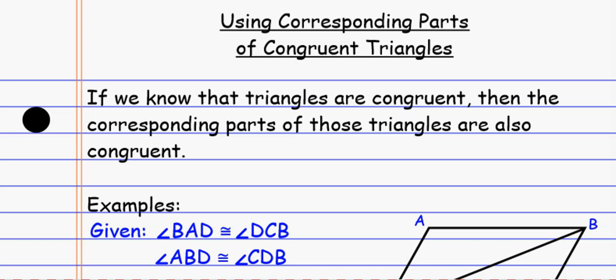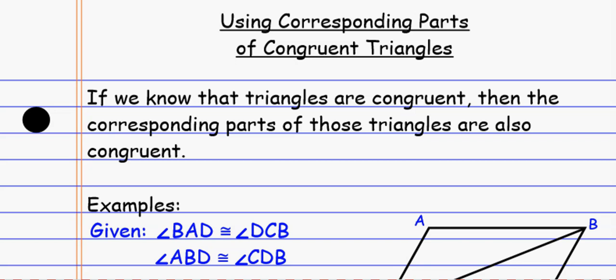Hi there, folks. Today we're looking at using corresponding parts of congruent triangles. So we've been looking at proving that triangles are congruent. Now we're going to talk about if they're congruent, we can talk about all the different pieces that are congruent. All right. So if we know the two triangles are congruent, then the corresponding parts of those triangles are congruent.